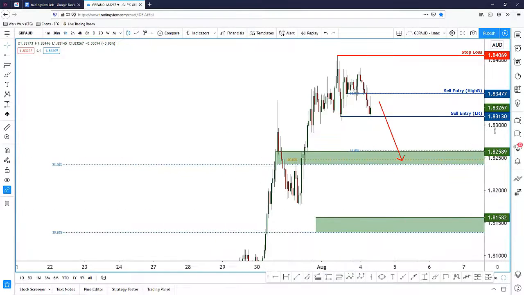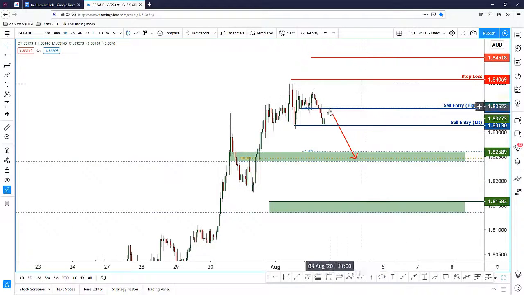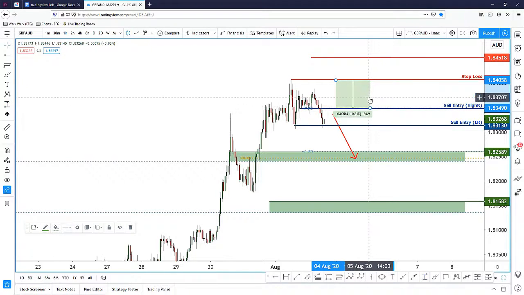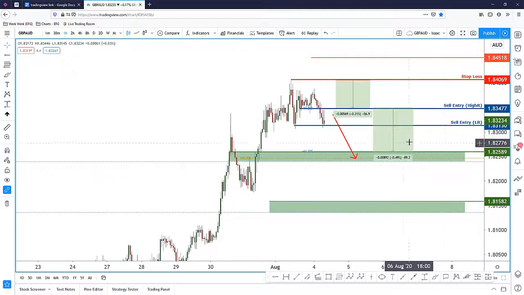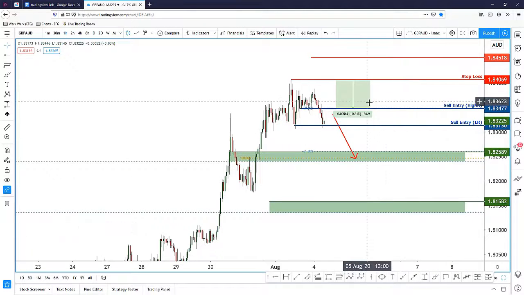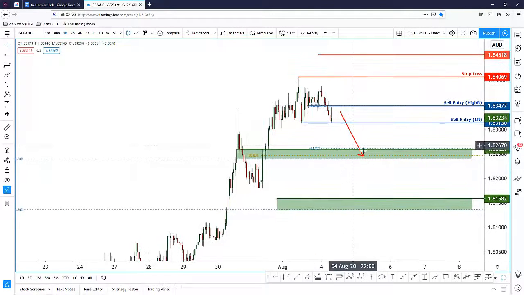So there you have it, right? We have a high risk entry and a low risk entry. The high risk entry, of course, the risk reward is a lot nicer. You're risking about 58 pips, and you are going to be making about 90 pips. So definitely better risk reward than the low risk entry, but it really depends on where you would like to enter.